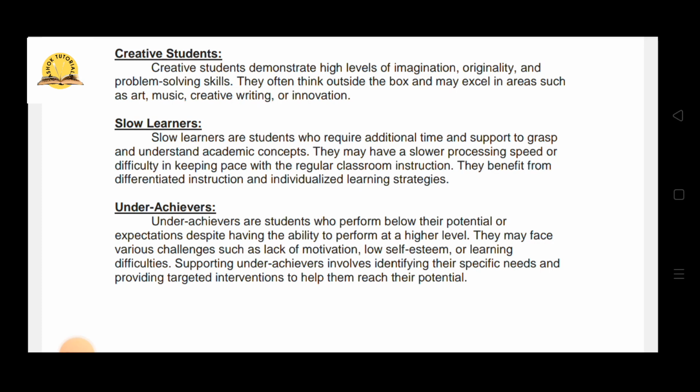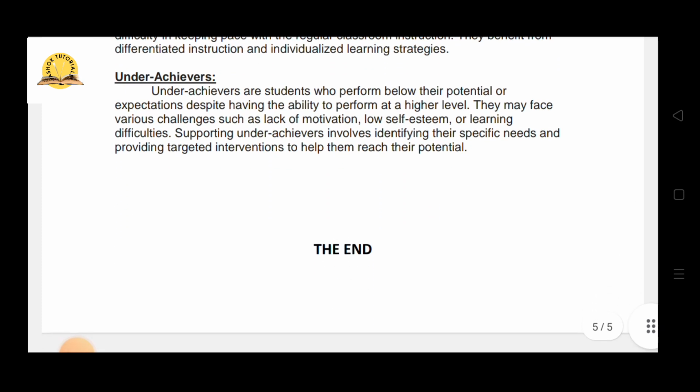Now, underachievers. Let us see who are underachievers. Underachievers are students who perform below their potential or expectations despite having the ability to perform at a higher level. We can also be underachievers, right? Because we have the potential, we have the abilities, but we are not able to do up to the mark. These kinds of individuals are known as underachievers. They have the potential, they have the capacity, but they are not able to do it.